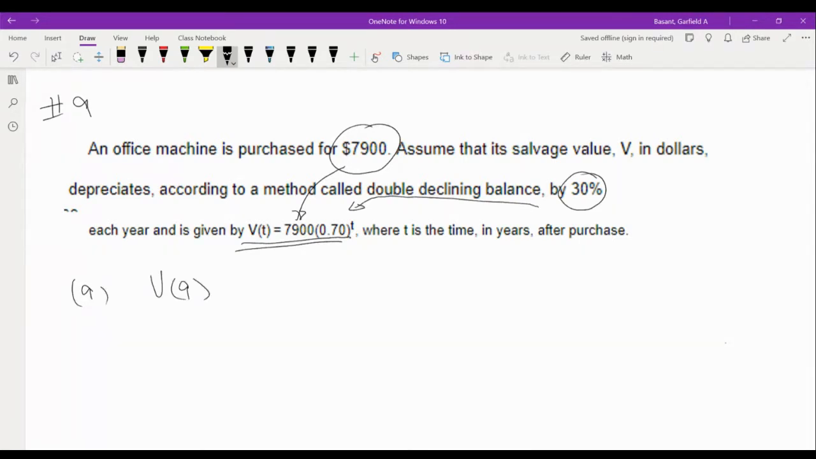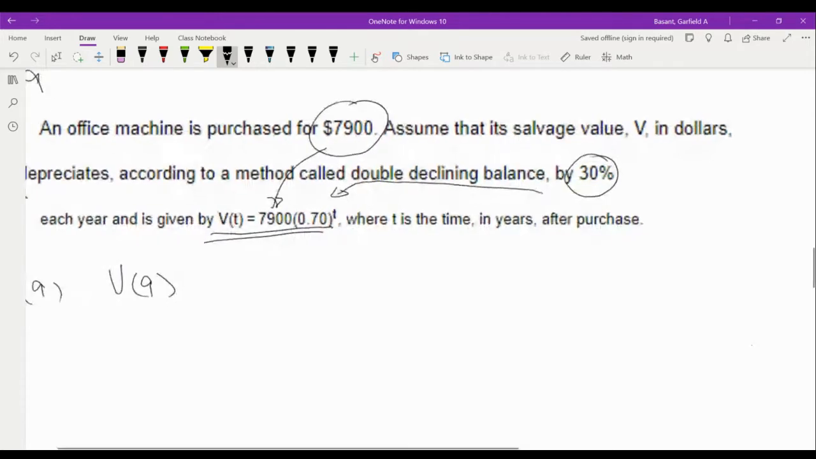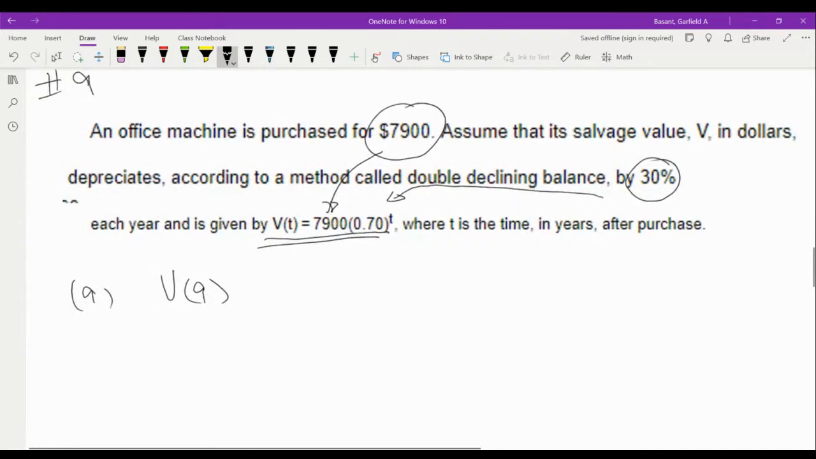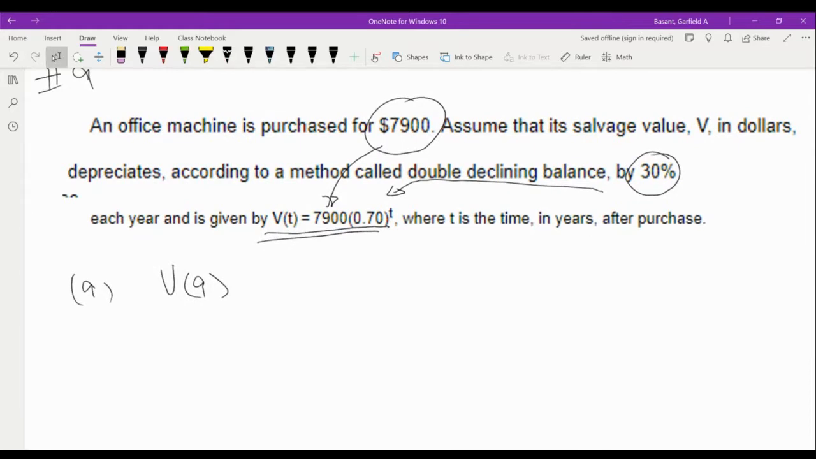Now, how do we find V of 9? What do you guys think? Plug in for 9, right? This is as easy as math gets, right? It says 7,900 times 0.70 to the 9 power.